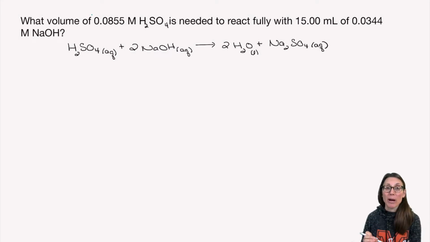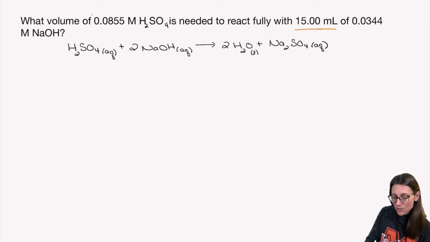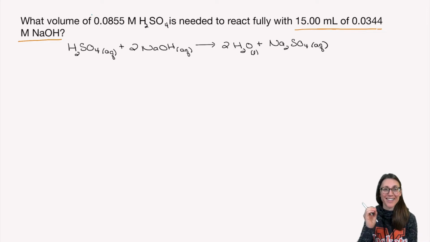Let's take a look at two problems. The first one: what volume of 0.855 molar H2SO4, that's sulfuric acid, as an aqueous solution, is needed to fully react with 15 milliliters of 0.0344 molar sodium hydroxide? As with so many of our stoichiometry problems, we need to know where to start. In this case, the chemical that we will be starting with is the one we know both a concentration and a volume for. So in this case, that is 15 milliliters of 0.0344 molar sodium hydroxide. That's our starting point.